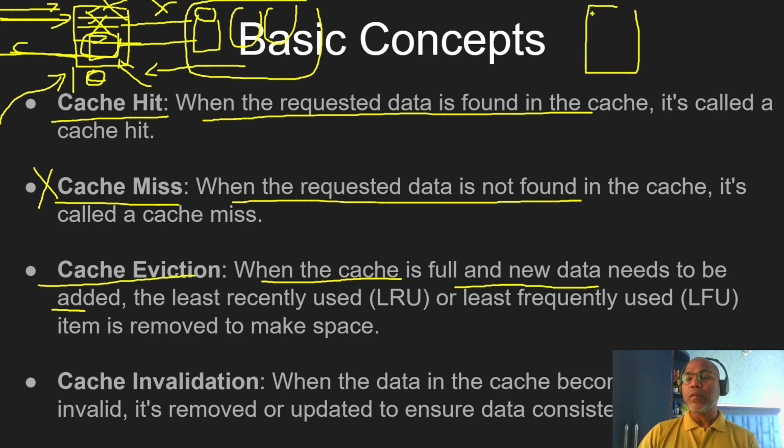Whenever my cache is full and I now want to put new data in my cache, there is no space available, so some entry I have to remove from here. Which entry to remove, we have to decide on a case-to-case basis. So those situations are known as cache eviction.